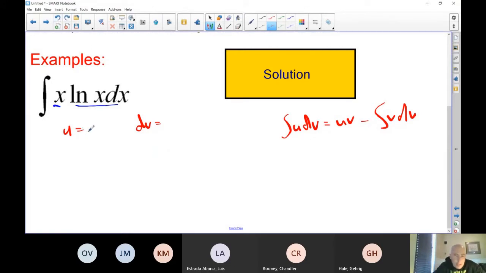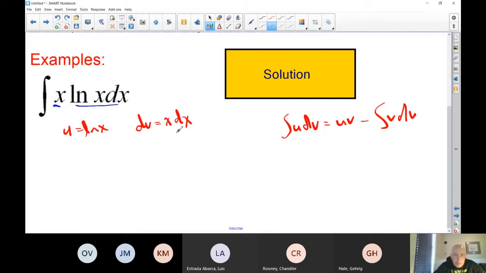How about we go with let u equal ln of x, let dv equal, so I've used up ln of x for the u. The dv will always have the dx with it. So the only thing left there is the x and the dx. They're going to go here.